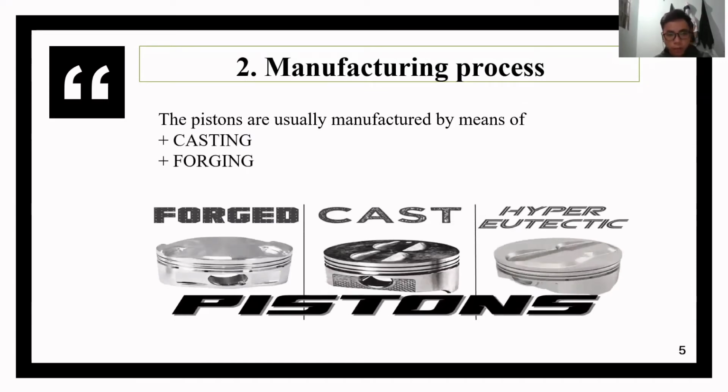Next, we consider the manufacturing process. Pistons are usually manufactured by means of casting and forging. First, manufacturing by casting has six steps. Step one is foundry. Step two is hardening, deburring, and canning. Step three is CNC lathe machining. Step four is 5-axis VMC machining. Step five is grinding, and the last step is final inspection.